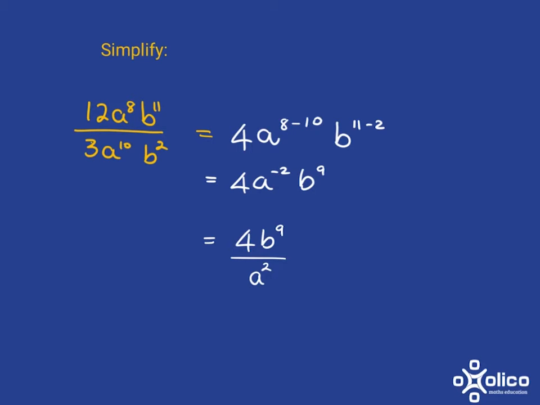And just notice you could have seen that right from here. You've got a to the 8 at the top and a to the 10 at the bottom. So you've got 8 a's multiplied together at the top and 10 of them multiplied together at the bottom. So 8 of the ones at the bottom will cancel with the 8 at the top, and you're left with 2 a's multiplied together at the bottom, which is where that a squared comes from.